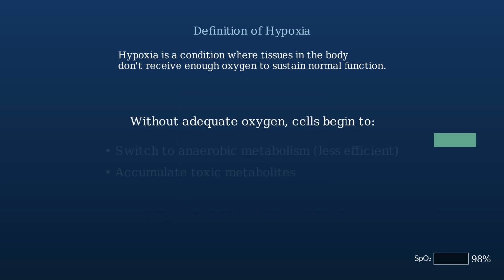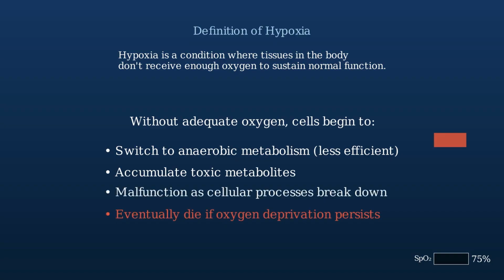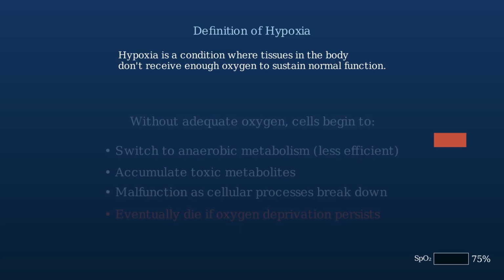Without adequate oxygen, cells begin to malfunction. They switch to anaerobic metabolism, which is far less efficient at producing energy. As this continues, cellular processes break down, and eventually, if oxygen deprivation persists, cells will die.